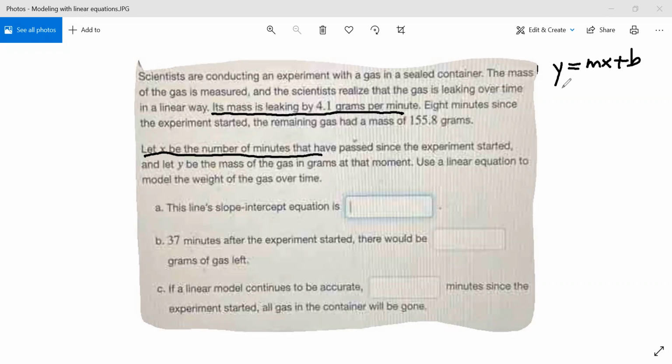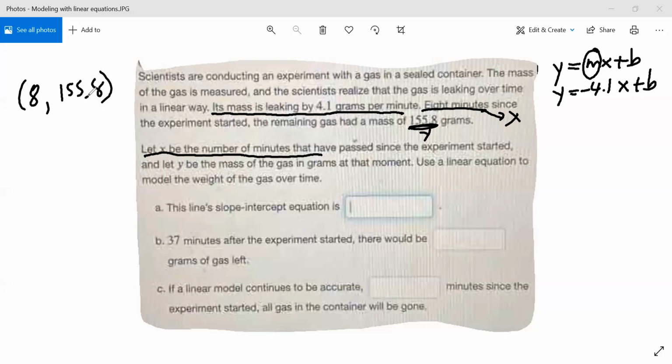So it's leaking 4.1 gram per minute. So I'm going to put here negative 4.1 x plus b. Like I said, this is going to be the slope, and this thing is the rate. Now, after 8 minutes, the remaining gas is this much. So this is going to be my X value. This is going to be my Y value. So basically, I have this point.